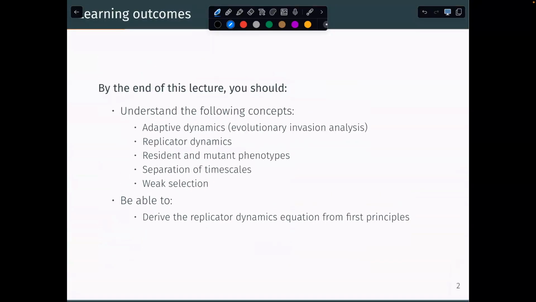By the end of today, you should understand some ideas about what adaptive dynamics is and a bit about evolutionary invasion analysis. Like I said, we'll be building this on more in the coming weeks. We're going to talk today about replicator dynamics, which is a way of starting to transition from evolutionary game theory to think more about this dynamic process of evolution. We'll talk about ideas of resident and mutant phenotypes. So you can think of this as competition between two strategies, but in a particular way of setting up this model. We'll talk about ideas of separation of timescales and something called weak selection as well.